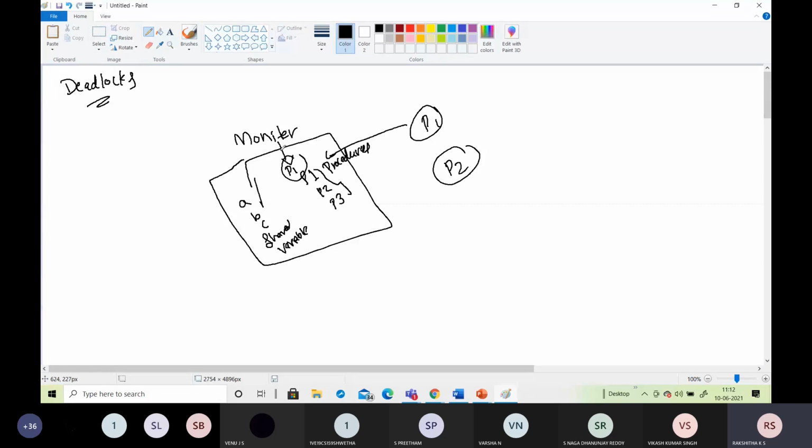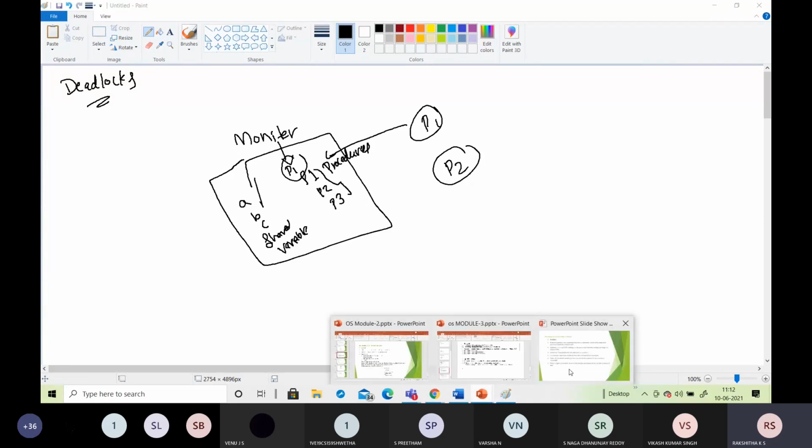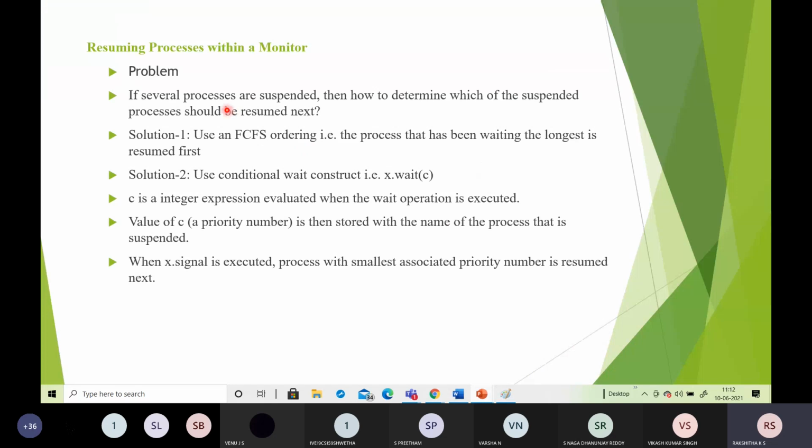So if the process is facing a problem in the monitor, it is resumed. Then again the decision has to be taken by the monitor itself. Either P1 has to be executed and given out from the monitor, or P2 can be executed and given out from the monitor. So this is the problem the monitor is going to face.